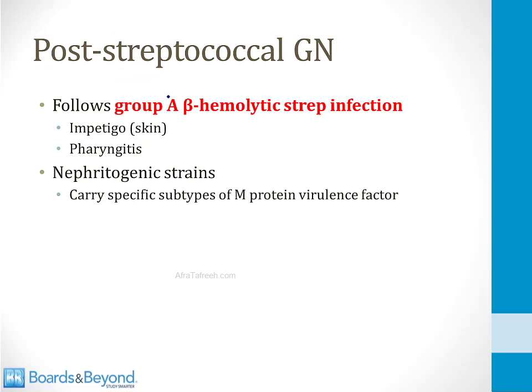Let's start by talking about post-streptococcal glomerulonephritis. This follows a group A beta hemolytic strep infection. Usually it's either impetigo, which is infection of the skin, or pharyngitis, which is infection of the throat.